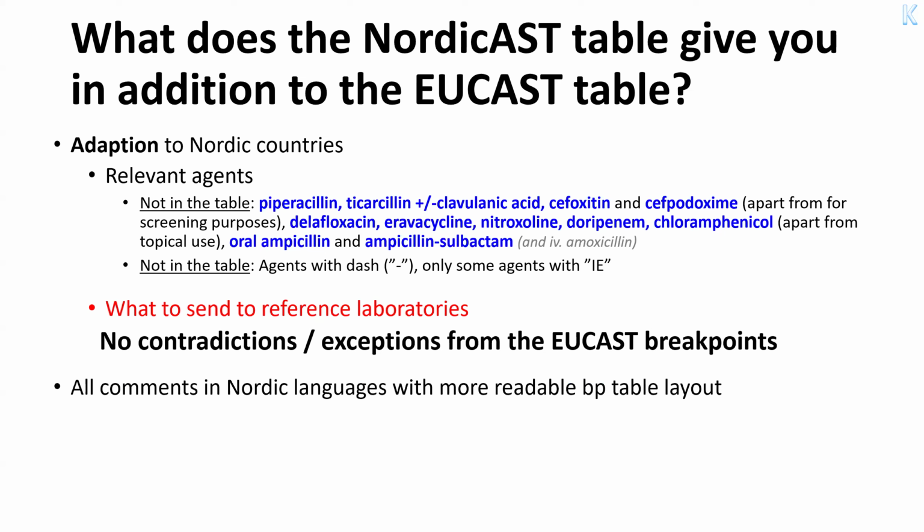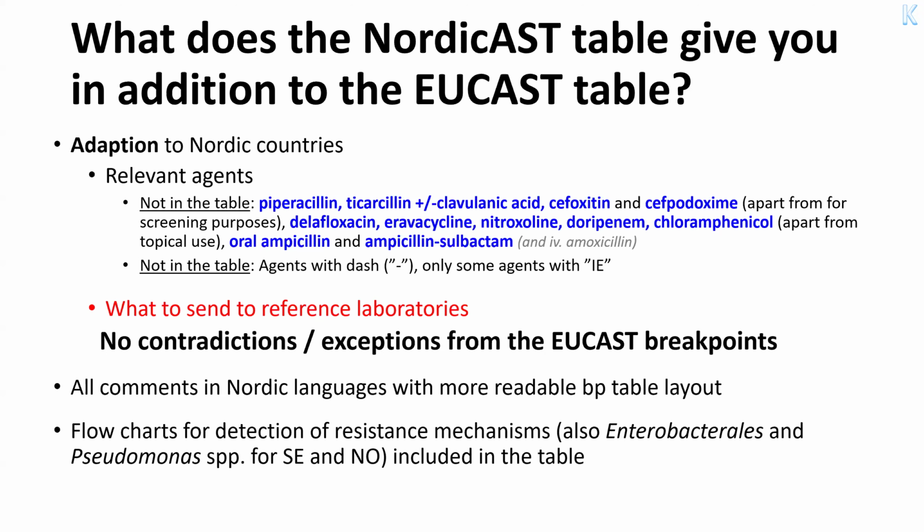We also have a slightly different layout. Instead of using footnotes, we use comments in the row next to the agent that we're talking about. And then we have translated the comments to the Nordic languages, so it's going to be easier for you to use. We have the same flowcharts as in the UCAST table that we translate, but in addition, for the Swedish and Norwegian tables, we have the ESBL flowcharts both for the Enterobacterales and the Pseudomonas. And then there are contact persons in each country.